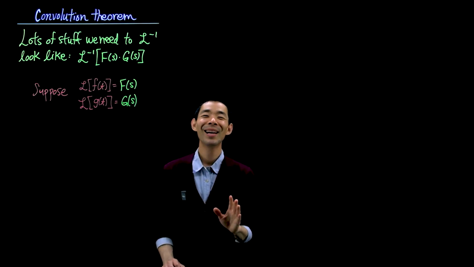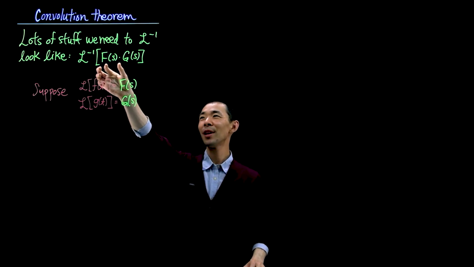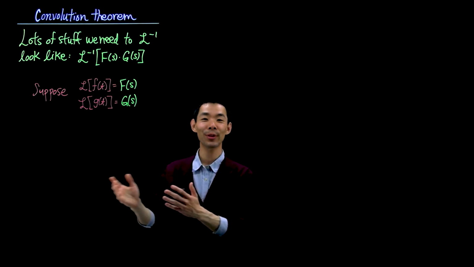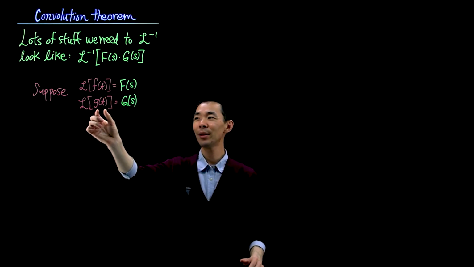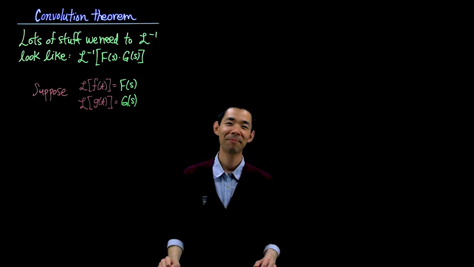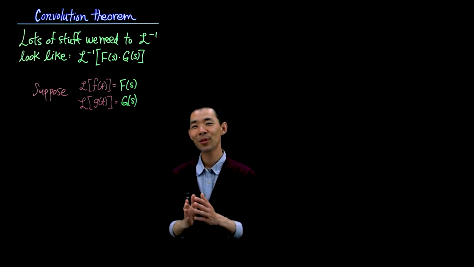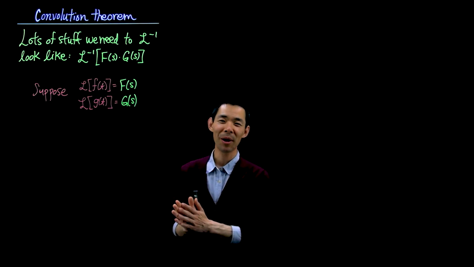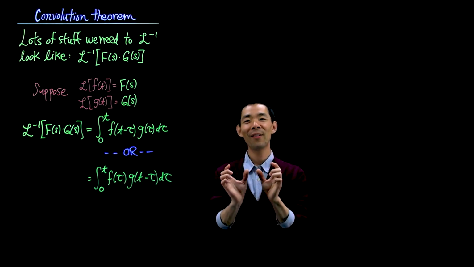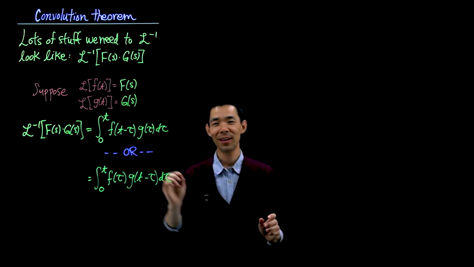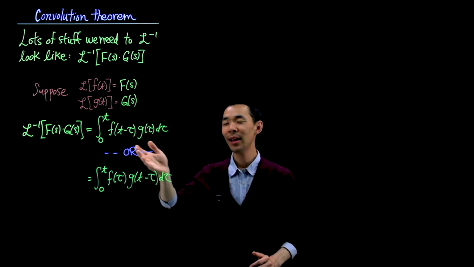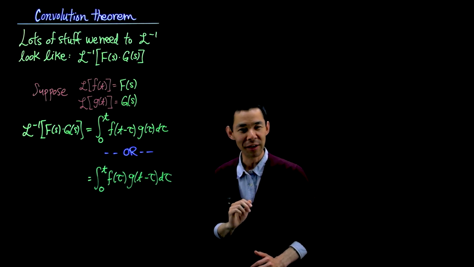Let's suppose that the capital function F and capital function G each have their counterpart in the real space. So we have little f, little g, where if you take the Laplace transform, they go to the Laplace domain. Now, the convolution theorem says the following about their inverse. Laplace transform functions F and G, their product. The inverse is given by this mysterious looking integral.